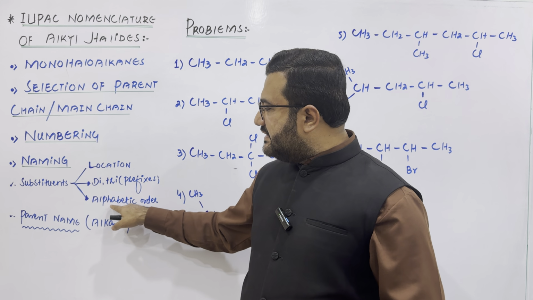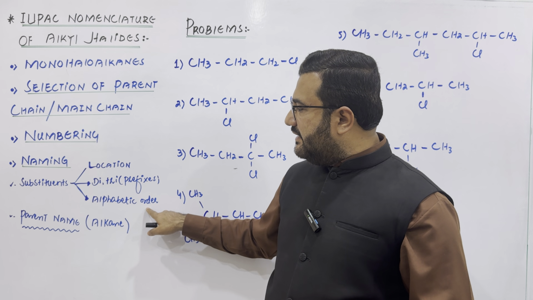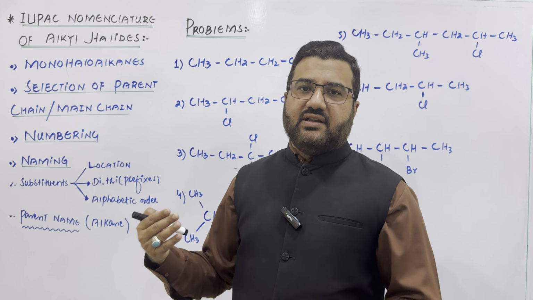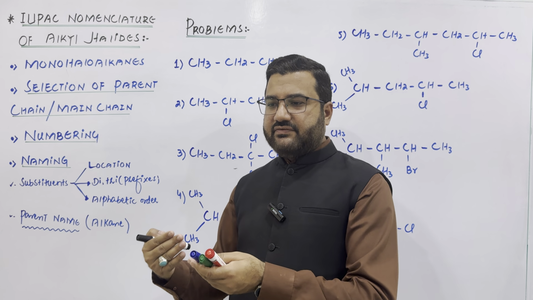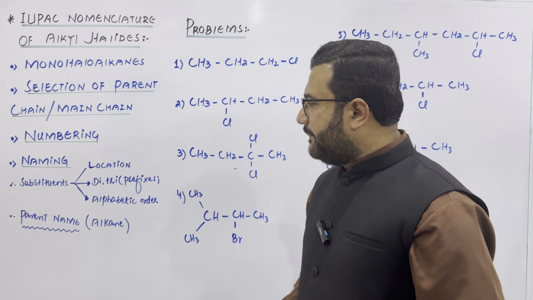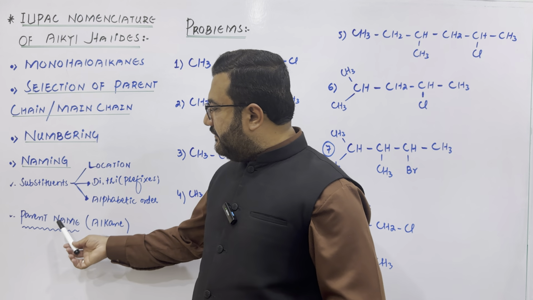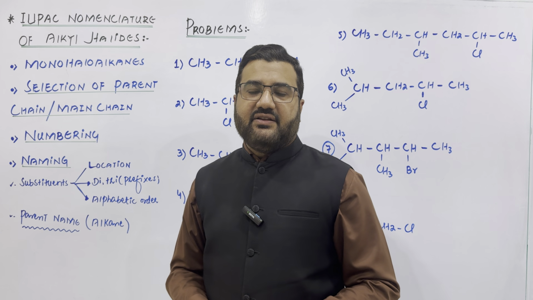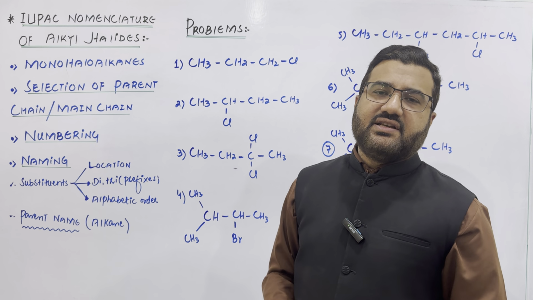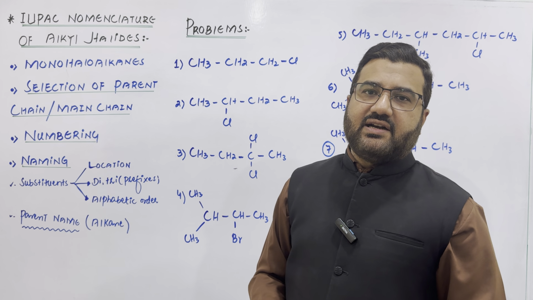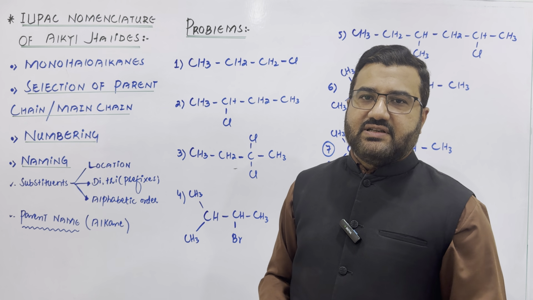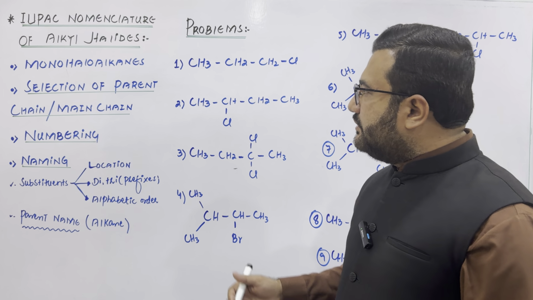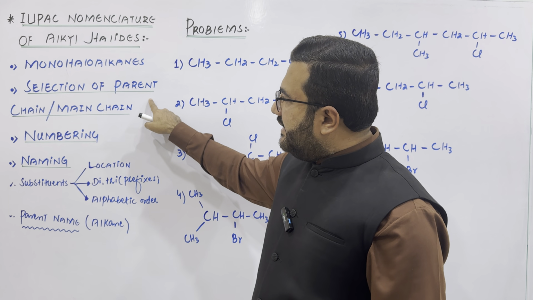And if there are different substituents present in an alkyl halide, then my dear students, you will follow the alphabetic order. That substituent will be named first which is alphabetically preferred. And at the end, you will write the parent name. This parent name will come from the parent chain. If it has two carbons, the parent chain will be ethane. Three carbons, that will be propane. If it has four carbons, that will be considered butane, and so on. So, selection of the parent chain is the first step.